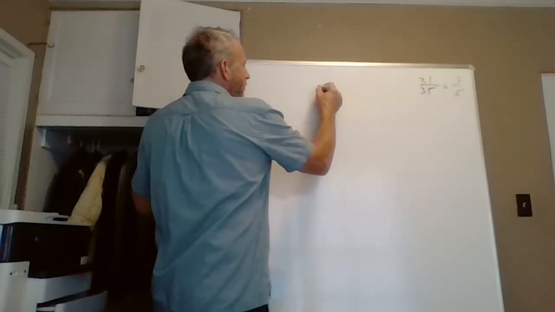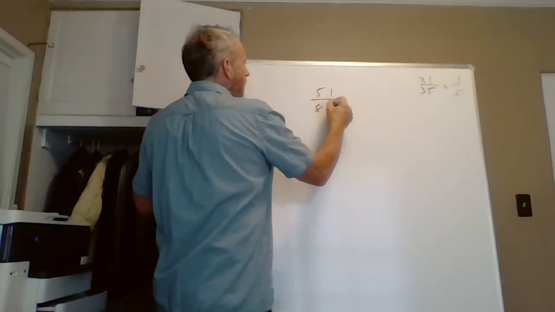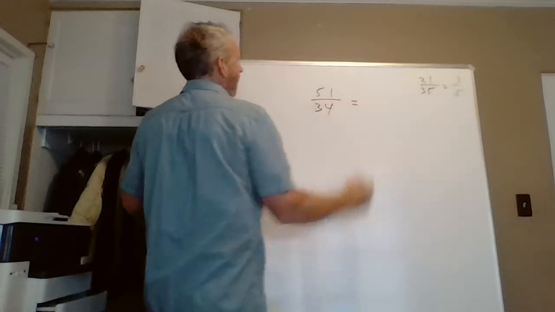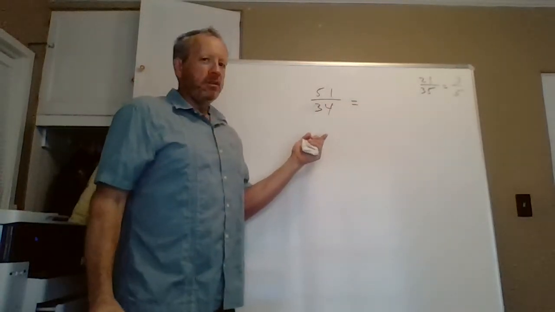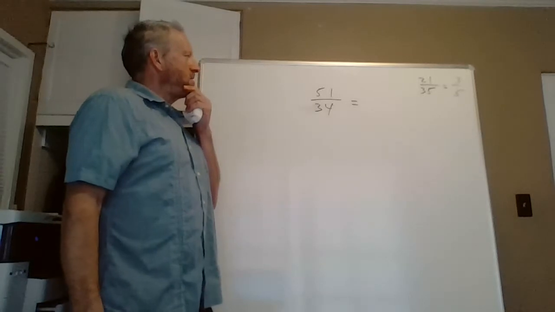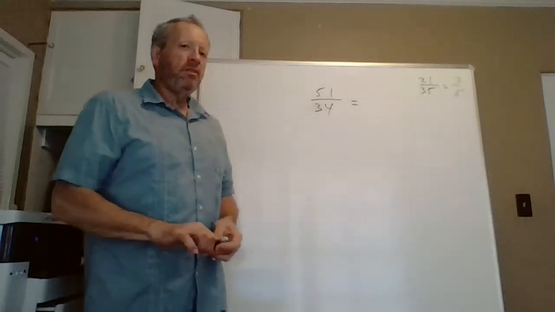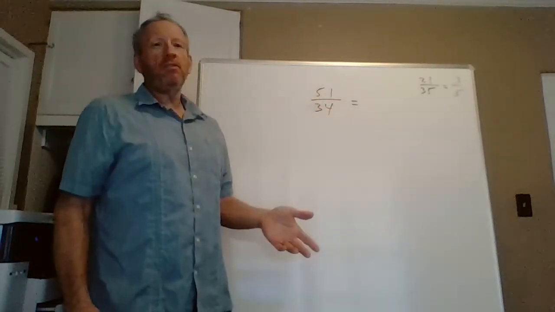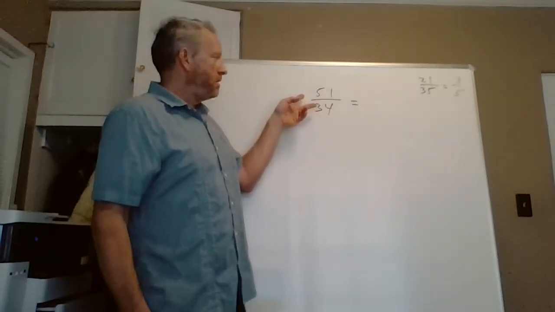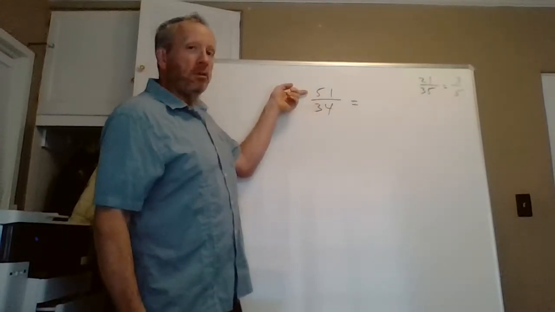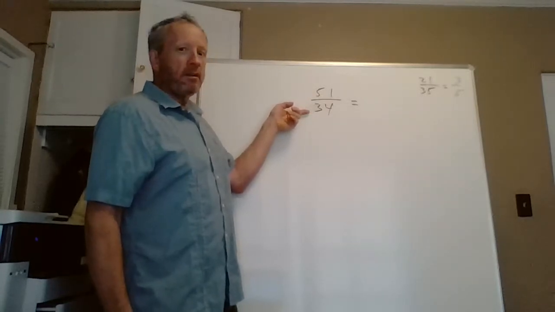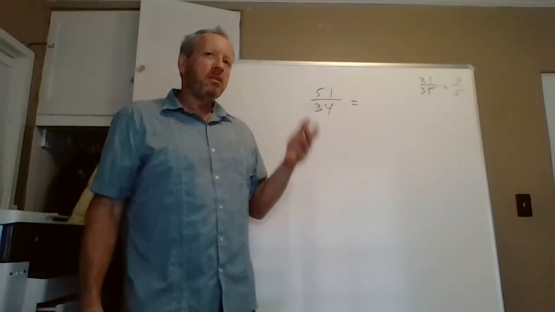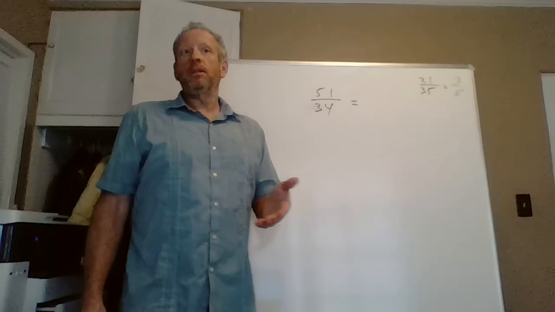Now, what if I said reduce this? Let's say 51 over 34. Can I reduce this? It's not as obvious. So what are you asking yourself? You're really asking yourself what numbers go into these, which is another way of just saying you're asking yourself what are the factors of these numbers. What numbers would multiply together to get 51 and what numbers would multiply together to get 34. And here's the real truth. There isn't a procedure, or at least not one that you're going to like.